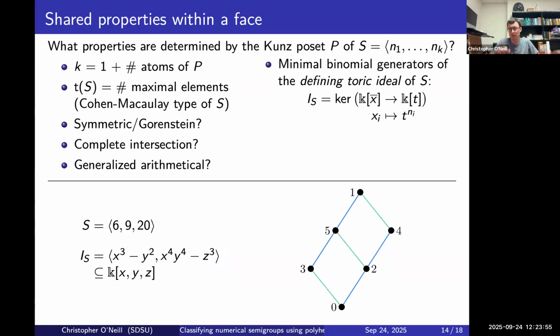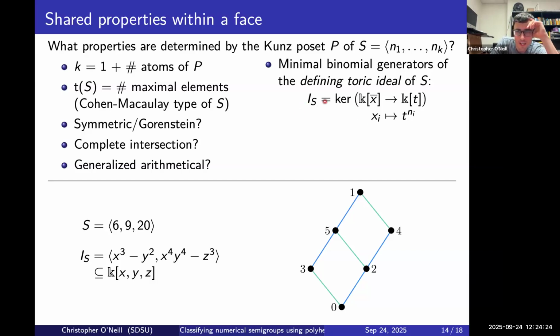All right, I want to talk a little bit about the commutative algebra side of things. I know this is a combinatorics seminar, but one of the nice things about this Kunz poset structure is that, as I'll talk about in a little bit, some of the things that are typically very algebraic questions, even the ones that are combinatorial in flavor, end up becoming purely poset theoretic once we start looking at Kunz posets. And so I want to give you an idea of what those look like.